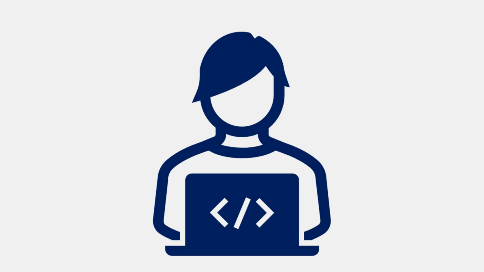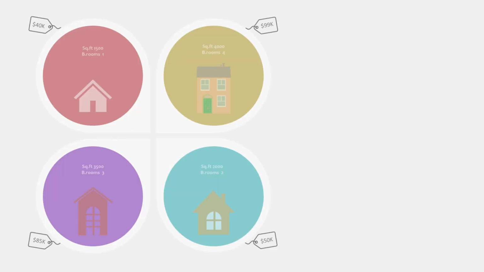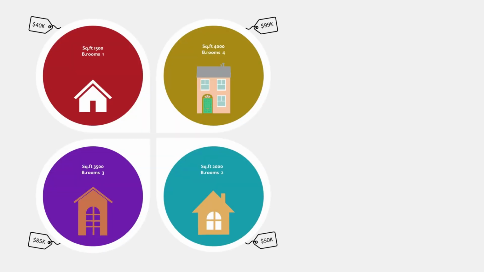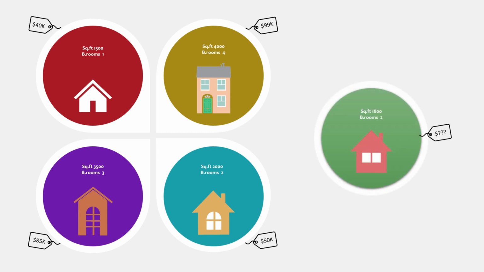Machine learning is all about teaching computers to learn from data. You give the machine examples, and it uses algorithms to find patterns in those examples so it can make predictions later. Think of it like this. If you show it different examples of houses along with their prices, it learns to estimate the price of a new house it has never seen before.